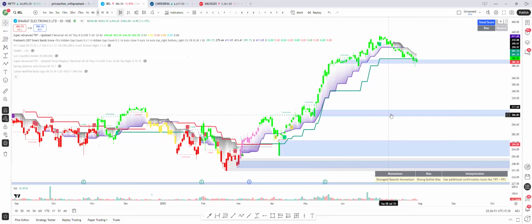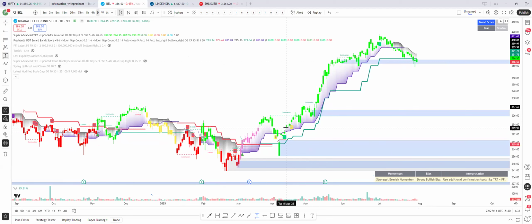This is a chart of BEL. We can see the trend turned up here. When it turns up, it usually gives a retracement entry. It gave a retracement but turned red. Again, it went up, gave a retracement entry. Then we can see this is the earliest momentum entry. And based on this entry, it is an up arrow.